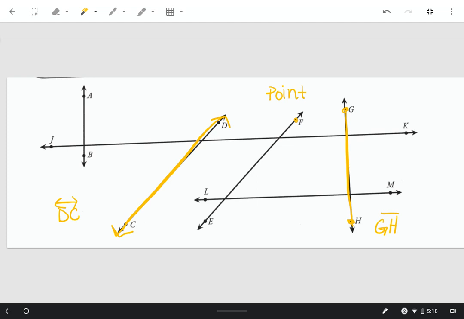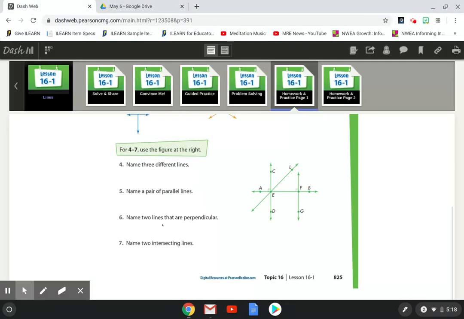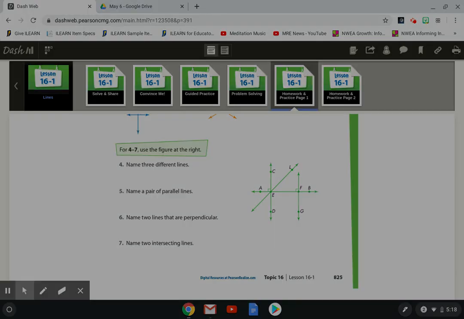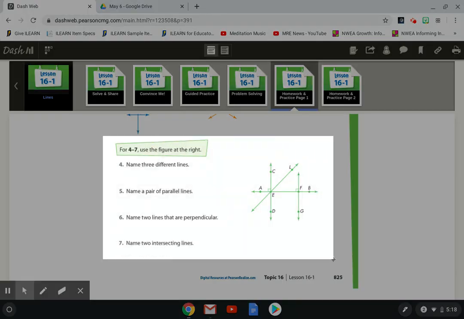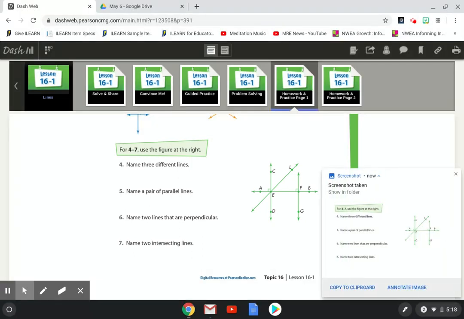So what I'd like for you to do is go into your math book and turn to page 825 in your math book. So page 825 looks like this. And we're going to be looking at the bottom of the page at numbers 4 through 7. So page 825, you'll see the diagram there.